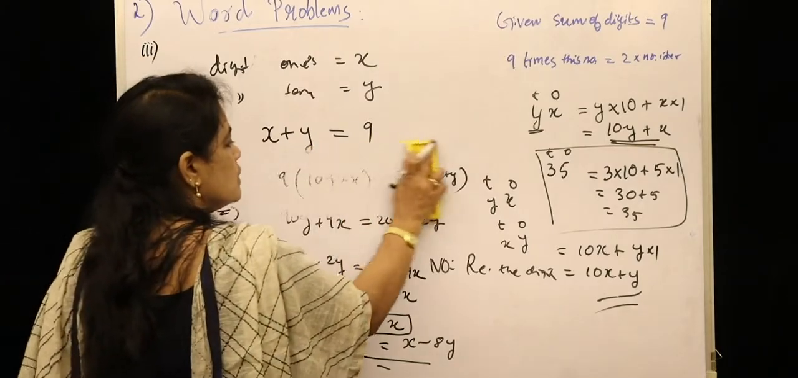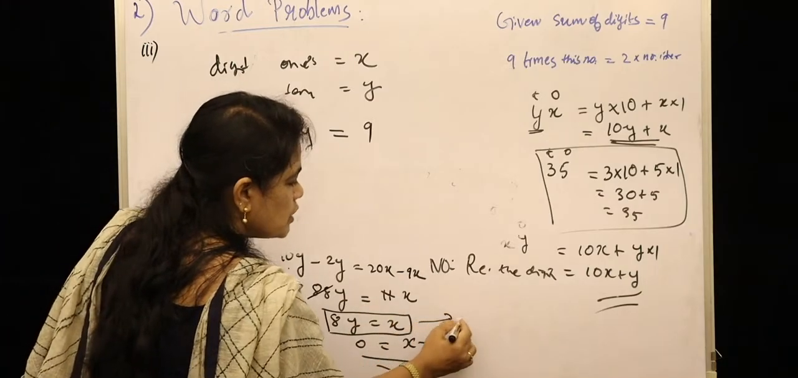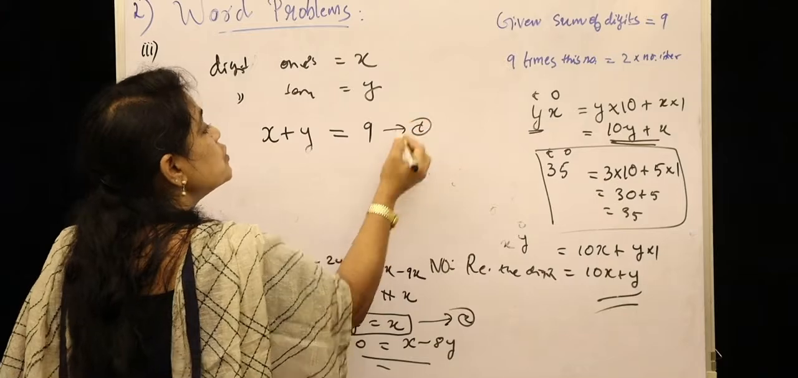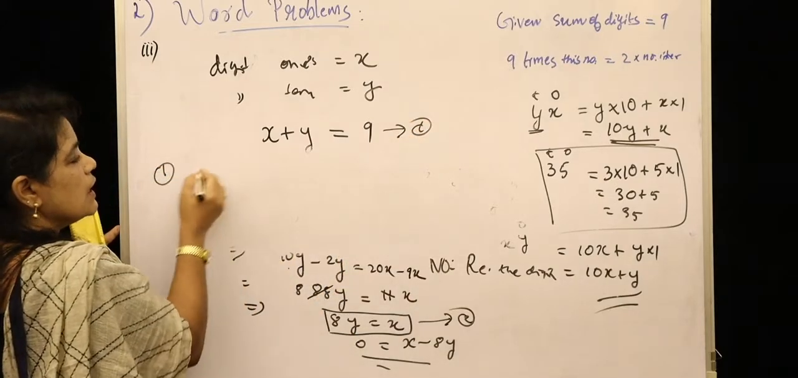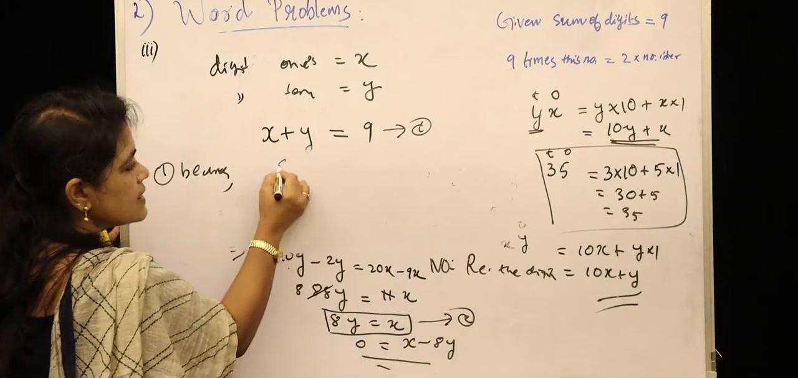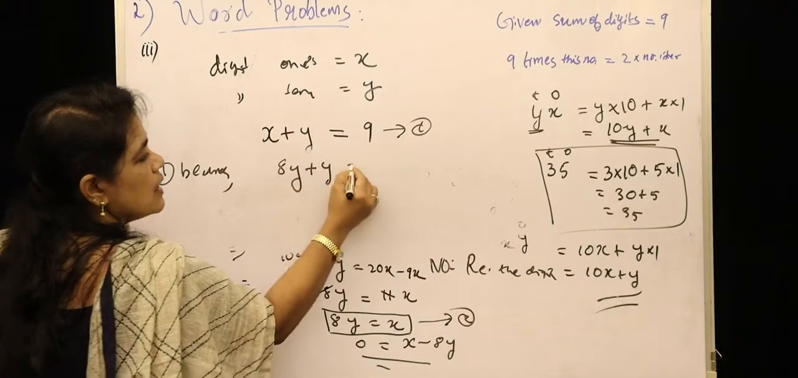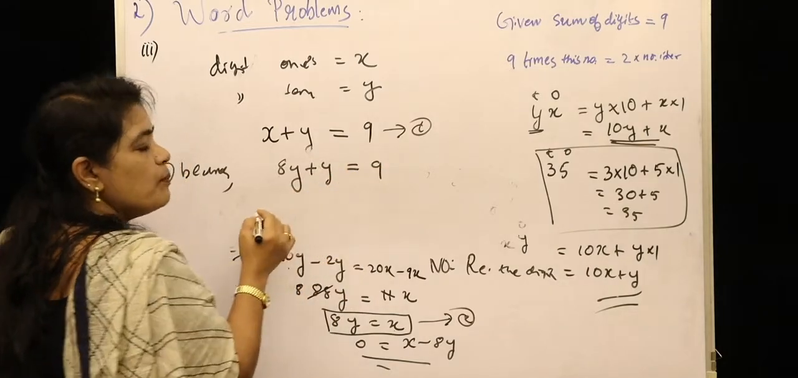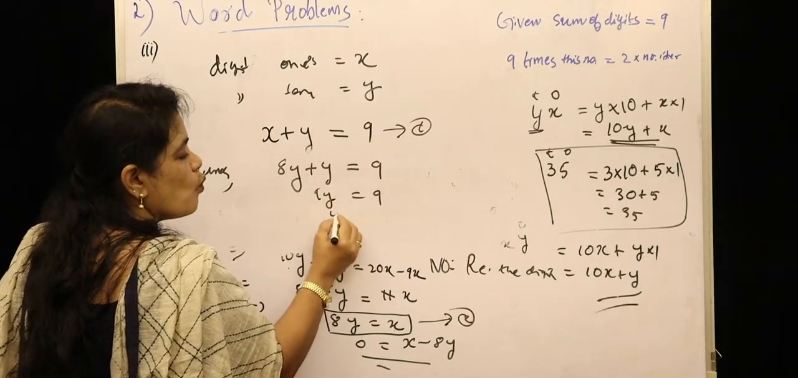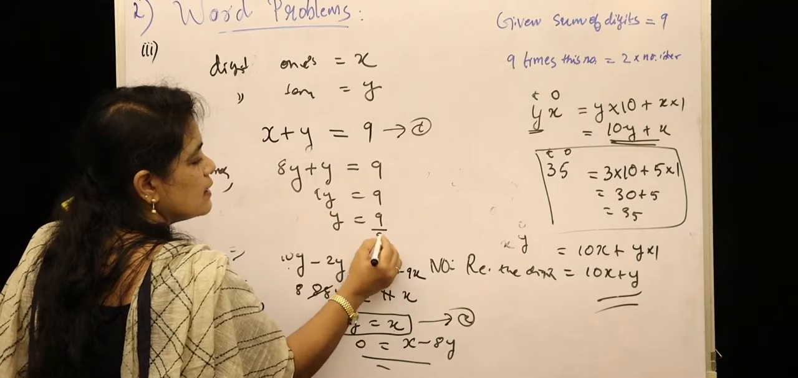So this can be equation number 2, and the other is equation 1. From 2 into 1, I am substituting x as 8y. Here already y, this term equal to 9. So 8y plus y becomes 9y equal to 9, or y is equal to 9 by 9, that is 1.